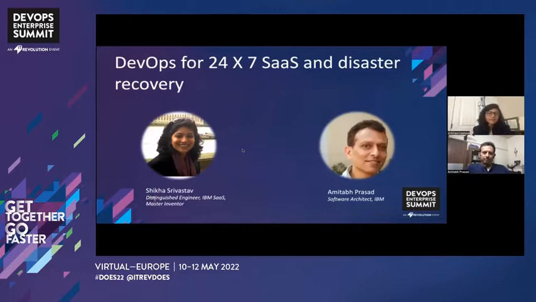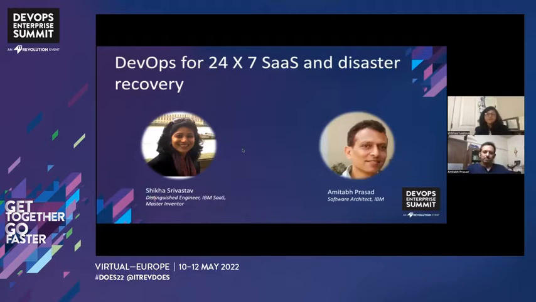My name is Shikha Srivastava. I'm a distinguished engineer at IBM. I'm working on getting IBM SaaS running on multiple clouds. And with me is Amitabh. Hi, guys. My name is Amitabh Prasad. I'm working as a software architect with IBM India Software Labs. And I'm also working with Shikha on SaaS enablement of different IBM products or different IBM services.